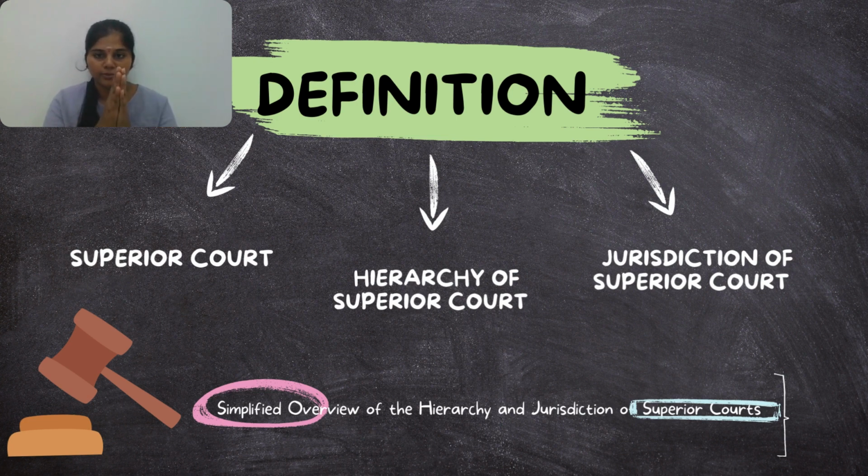Third is hierarchy of the superior court. The hierarchy of the superior court refers to the levels of the courts that exist in the legal system, with each level having its own specific role and responsibility. At the lowest level are trial courts, which handle cases at the initial stage. These courts typically have a single judge who presides over the case and makes a decision based on the evidence presented. At the next level are appellate courts, which review decisions made by trial courts to ensure they were made correctly and fairly.